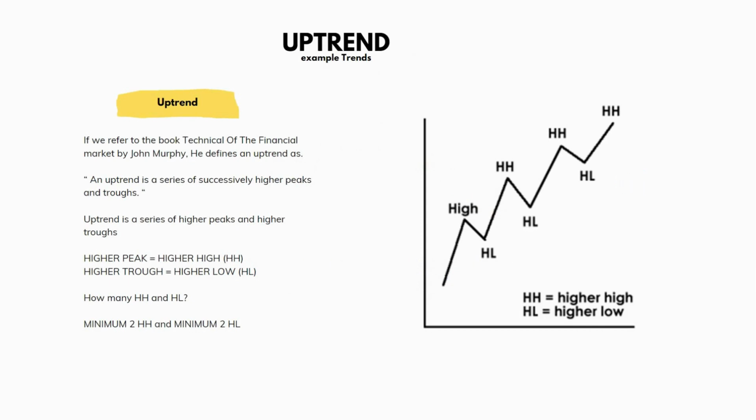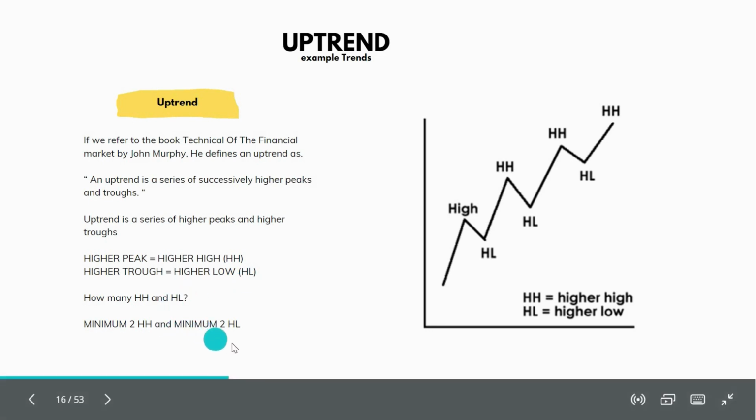Okay, we look at the uptrend. What do they say about uptrend? If we refer to the book Technical Analysis of the Financial Markets by John Murphy, he defined an uptrend as a series of successively higher peaks and troughs. Uptrend is a series of higher peaks and higher troughs. This is higher peak, same as higher high, and higher trough, same as higher low. How many higher highs and how many higher lows? Minimum 2 higher highs and minimum 2 higher lows.